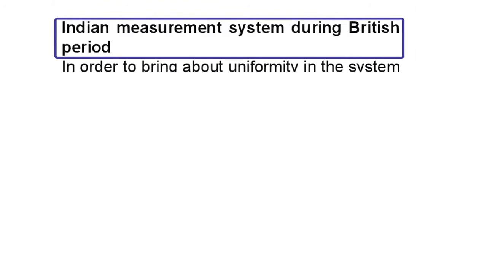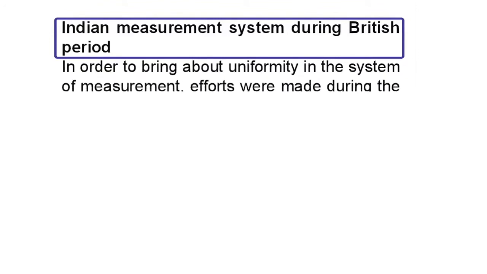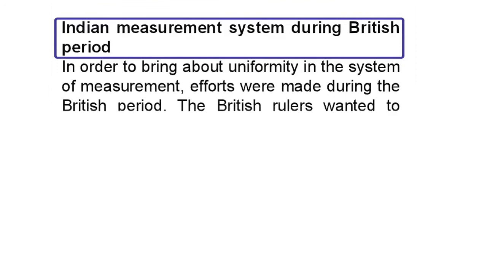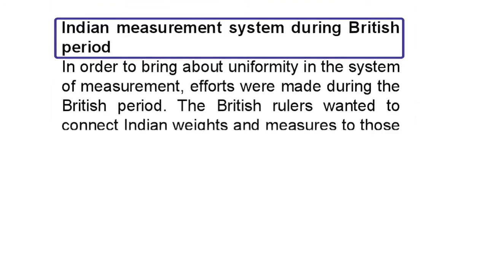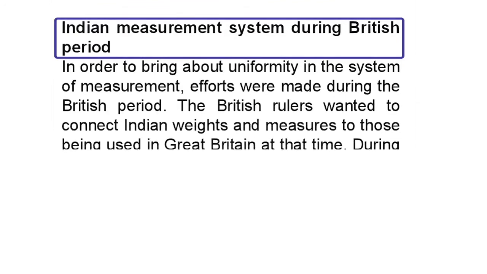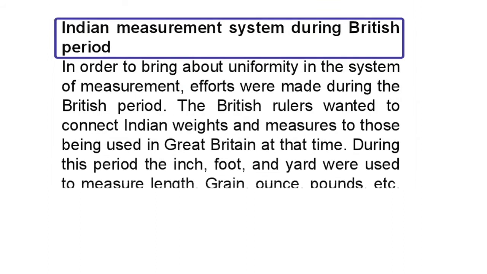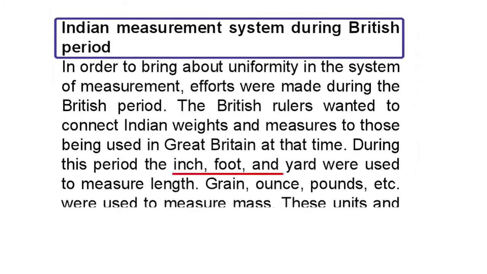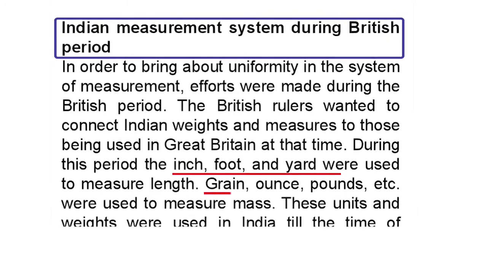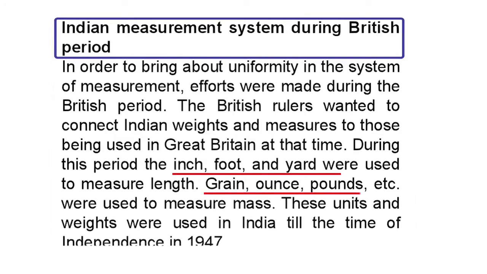Now let us discuss what the measurement system was during the British period. In order to bring about uniformity in the system of measurement, efforts were made during the British period. The British rulers wanted to connect Indian weights and measures to those being used in Great Britain at that time. During this period, the inch, foot and the yard were used to measure length. Grain, ounce, pounds, etc. were used to measure mass. These units and weights were used in India till the time of independence in 1947.